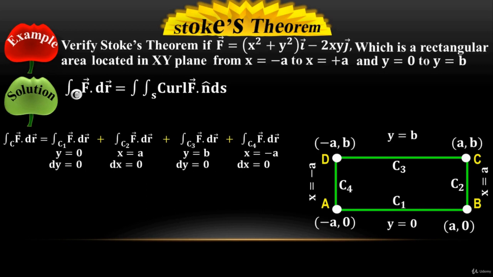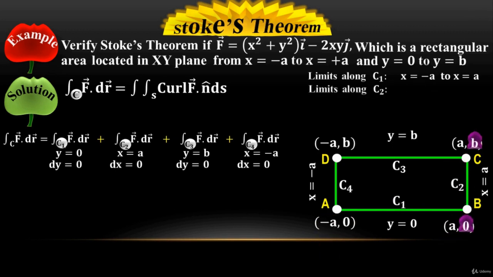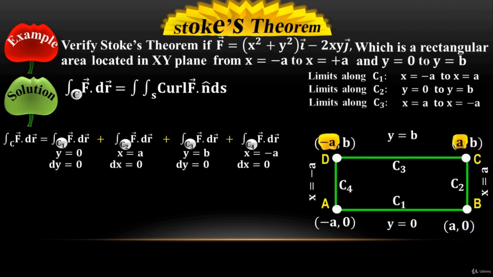You already know that line integration takes place in the anti-clockwise direction. So let me start from C1, then C2, then C3 and then C4. It goes in the anti-clockwise direction. Limits along C1 are x equals minus a to x equals a. Limits along C2 are y equals 0 to y equals b. Limits along C3 are x equals a to x equals minus a. Limits along C4 are y equals b to y equals 0.